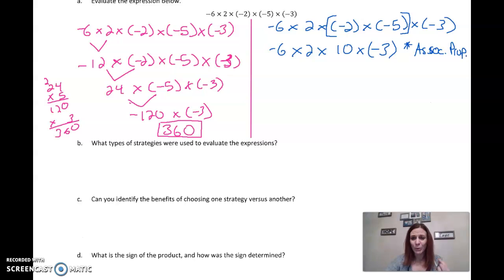Now, remember what I said, when we multiply by 10, we're just adding a 0 on, okay? So I'm just going to change some order around here. I'm going to maybe go -6 times 2. Negative times a positive is a negative. 6 times 2 is 12, okay? And I'm going to change the order right here, and I'm going to go times negative 3 times 10. And remember, when we change the order, that's the commutative property.